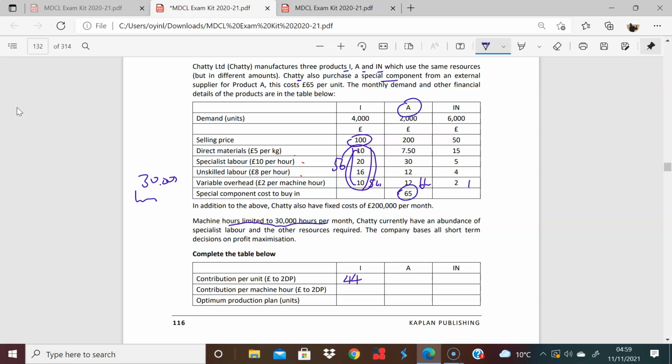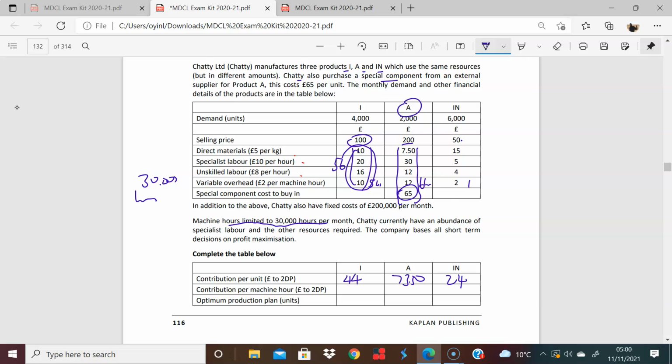Let's do the same thing here. 200 minus all of this, including this special component. 200 minus £7.50, minus 30, minus 12, minus 12, minus 65 takes us to £73.50. And we'll do exactly the same thing here. 50 minus 15, minus 5, minus 4, minus 2. And that takes us to 24.